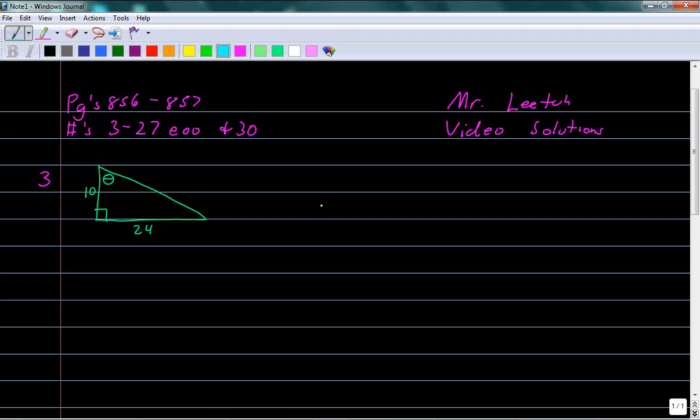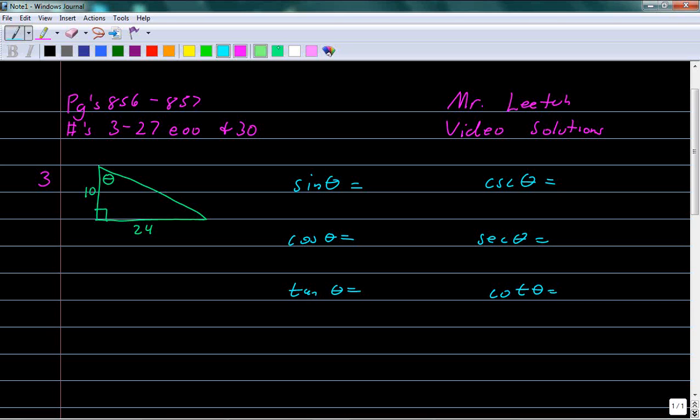So the directions were to solve and find the 6 trigonometric functions for the given triangle. So what we're going to do here is we're going to set up, and we want to find the sine of theta, the cosine of theta, tangent of theta, and then all of their reciprocal functions. So cosecant, the abbreviation for cosecant of theta, secant theta, and cotangent theta.